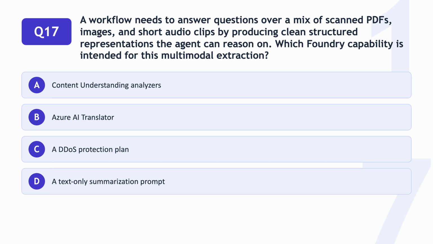Question 17. A workflow needs to answer questions over a mix of scanned PDFs, images, and short audio clips by producing clean, structured representations the agent can reason on. Which Foundry capability is intended for this multimodal extraction? A. Content Understanding Analyzers. B. Azure AI Translator. C. A DDoS protection plan. D. A text-only summarization prompt. Pause the video if you don't want to hear the answer yet.